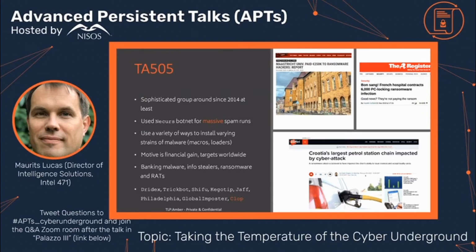An article from that fount of knowledge and straight up reporting, the Register, about a French hospital that actually got hit with Clop ransomware. 6,000 PCs were locked in that particular incident in November of last year. That hospital allegedly was not paying the ransom. And then a recent one, Croatia's INA petrol station chain, actually energy company, got hit with ransomware. Again, it was Clop, so possibly TA505 is implicated there as well.